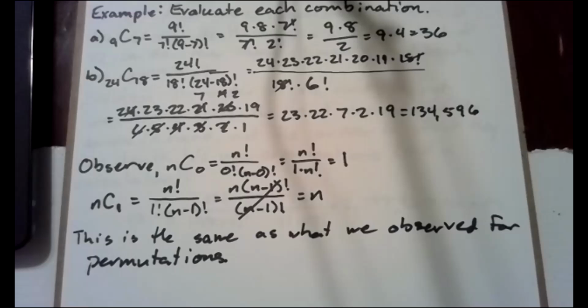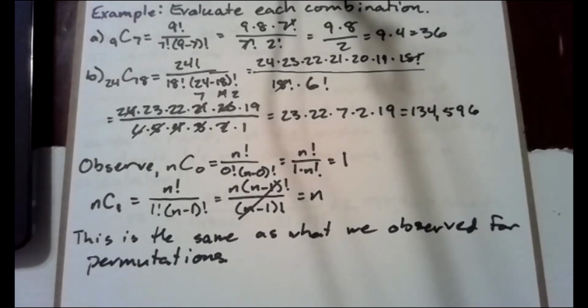Or we might have 24 choose 18. That's 24 factorial over 18 factorial times 6 factorial. And we do a lot of canceling and multiplying, and you'll want to use your calculator for this. And we get 134,596.